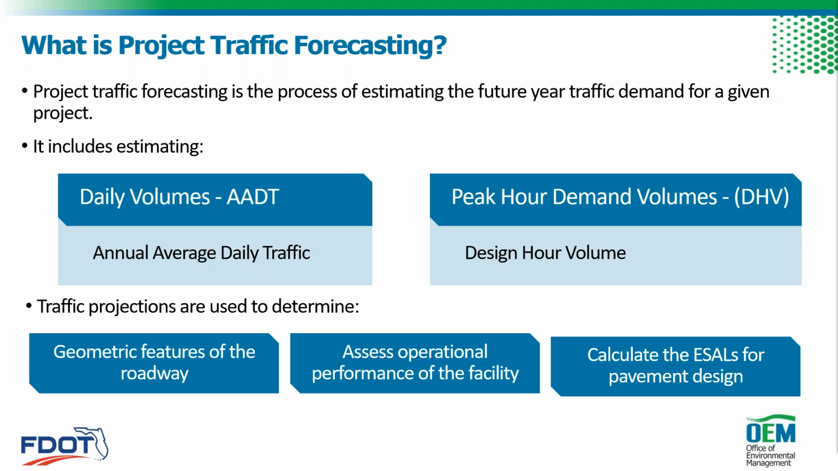It helps us to determine the geometry that's needed for the roadway, like how many lanes do we need. It helps us to assess the operational performance of the facility, which is really important in PD&E when we're looking at different alternatives. And also helps with pavement design.